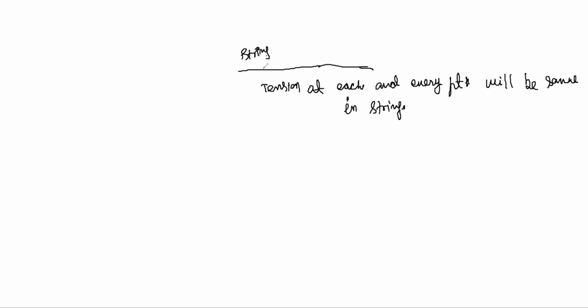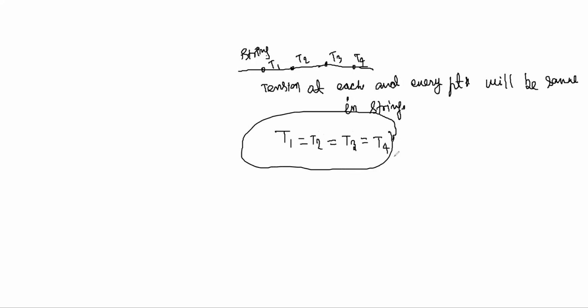Is this okay? Tension at this point is suppose T1, tension at this point is T2, tension at this point is T3, and tension at this point is T4. So tension will be same everywhere. T1 will be equal to T2, T2 will be equal to T3, T3 will be equal to T4, and so on. Is this okay? Why is this happening? I'm trying to explain why this is actually happening.